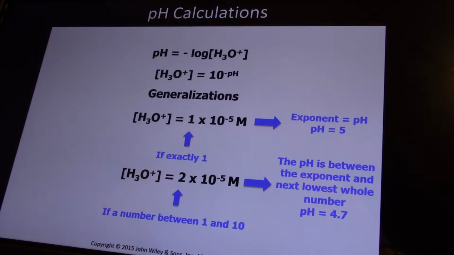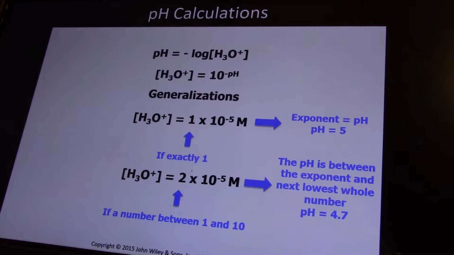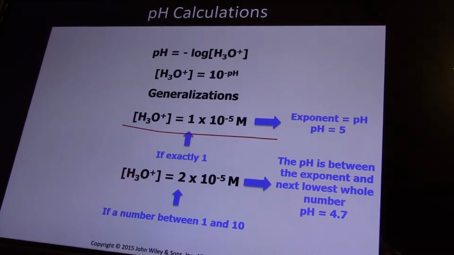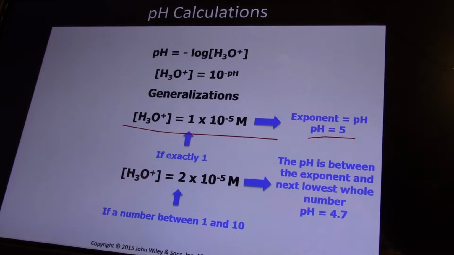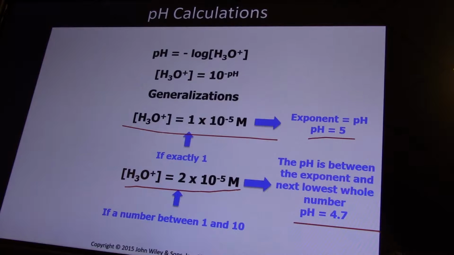So if we double the acidity, let's say I start with an H plus concentration of 1 times 10 to the negative 5. With your calculator, take a negative log of that, and you get 5. If we double the acidity, it just goes down to 4.7. Again, pH units are logarithmic, so they're not linear.